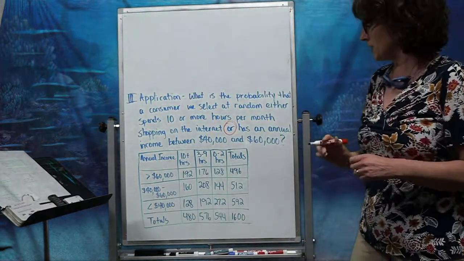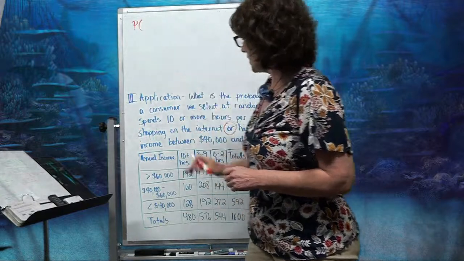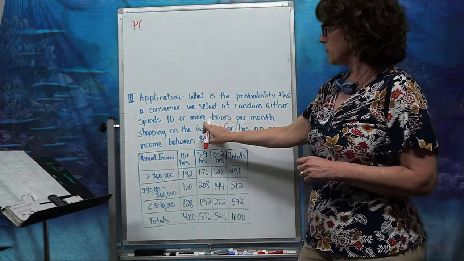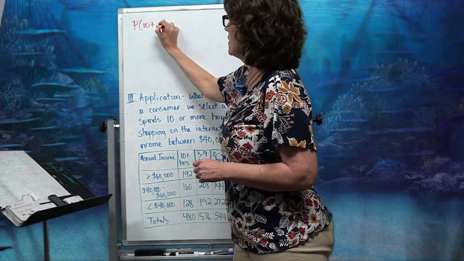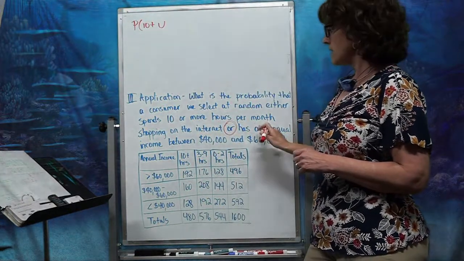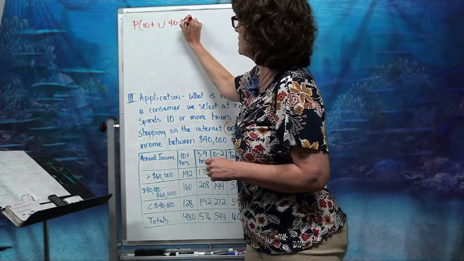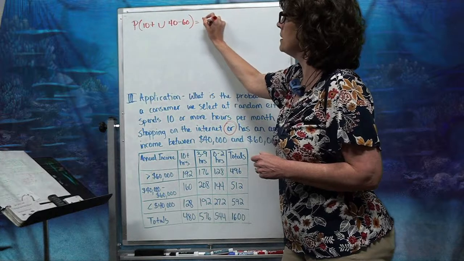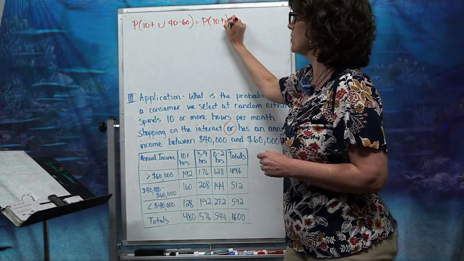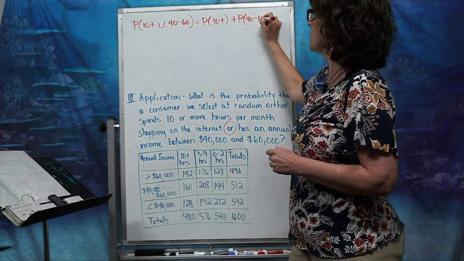Lovely undersea world here. So again, I'm going to say the probability that the consumer spends 10 or more hours shopping on the internet, or has an annual income between 40 and 60,000, so between 40 to 60. The probability of that union is going to be the probability of 10 or more hours plus the probability that the income is between 40 and 60.